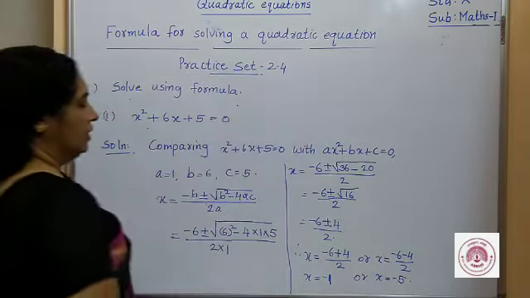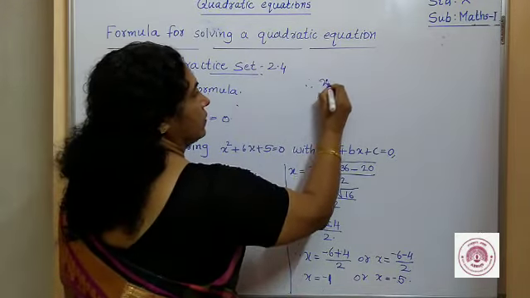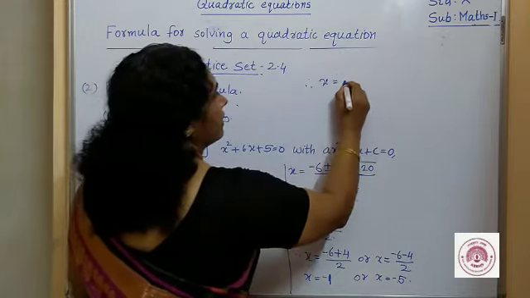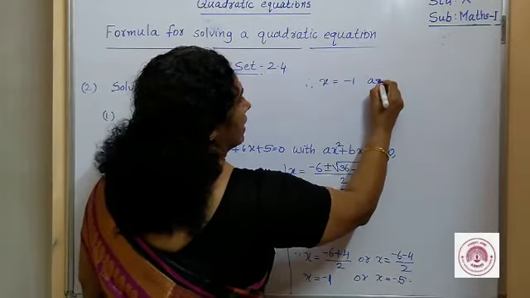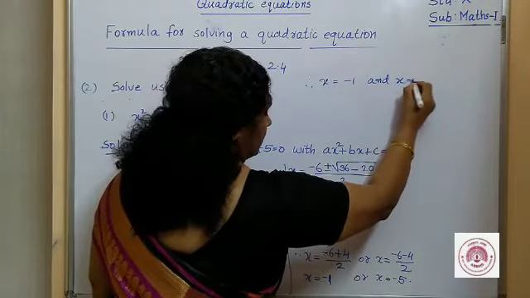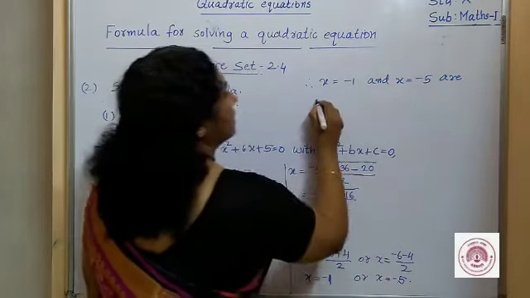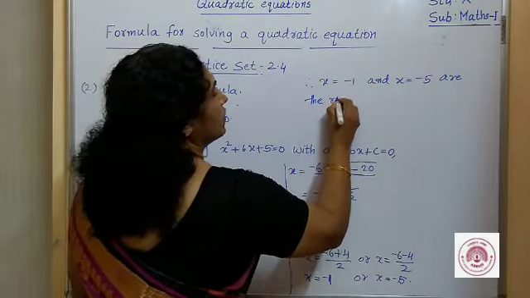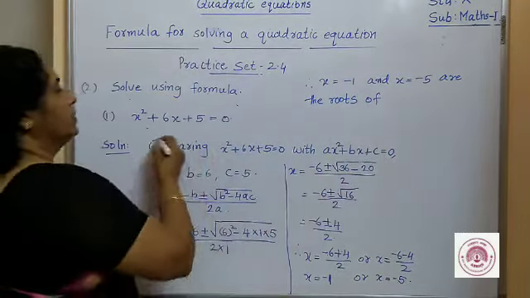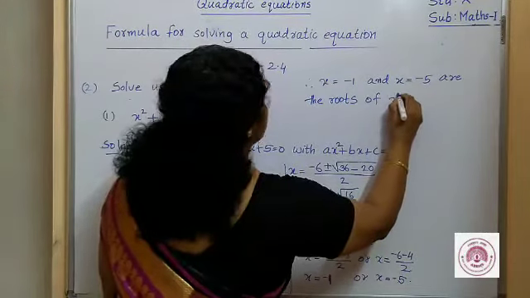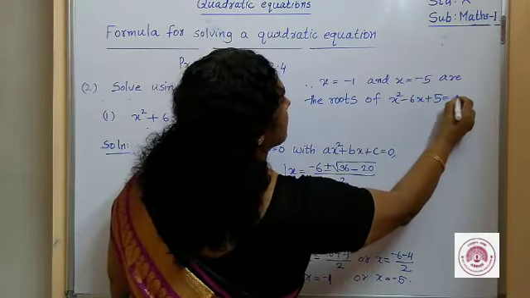So, therefore, we write the answer. Therefore, x is equal to minus 1 and x is equal to minus 5 are the roots of the given quadratic equation, that is x square minus 6x plus 5 is equal to 0.